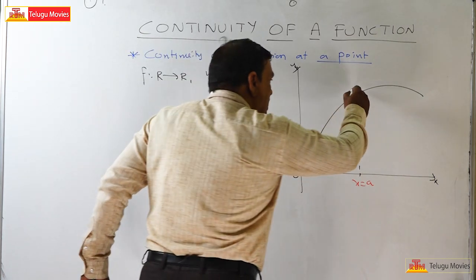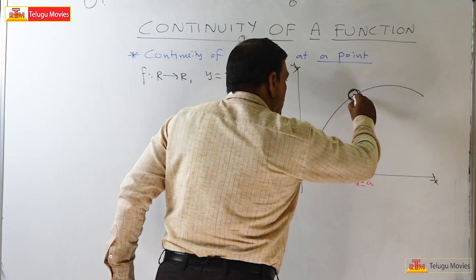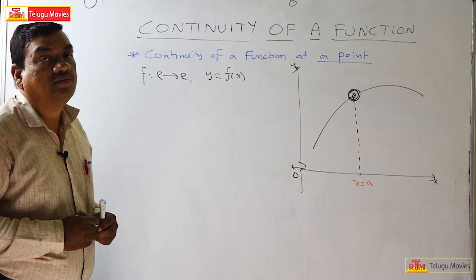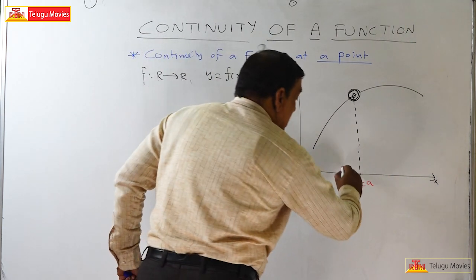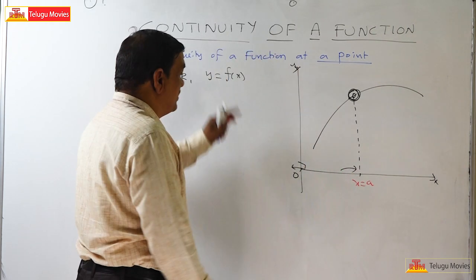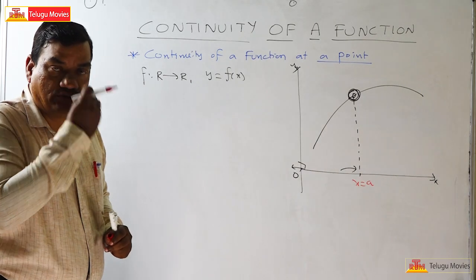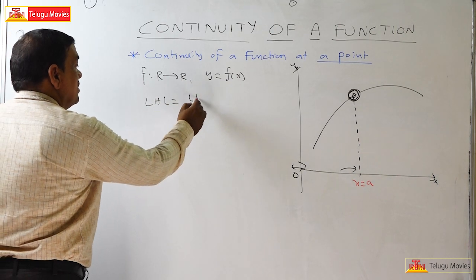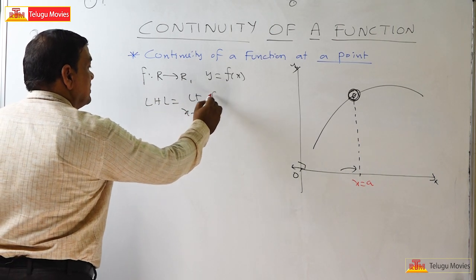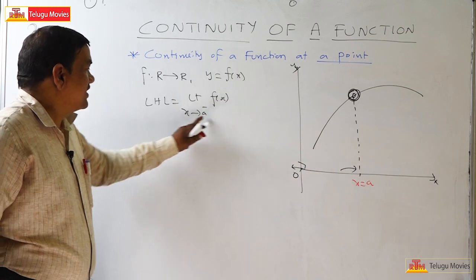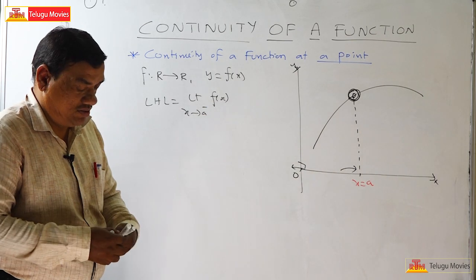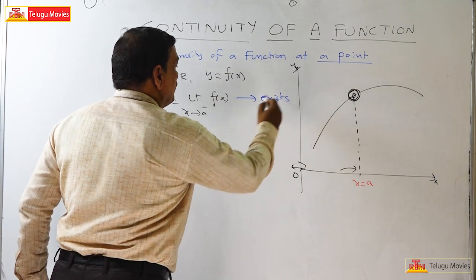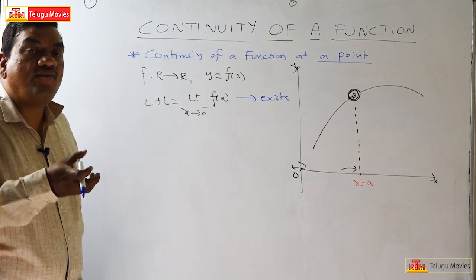Now I want to check the continuity of the function at this point, whether it is continuous or there is any break. For that, we have to check the left hand side limit of this function as x value approaches a. That means the limit as x tends to a minus of f of x. This should exist. Exist means you have to get a finite value.